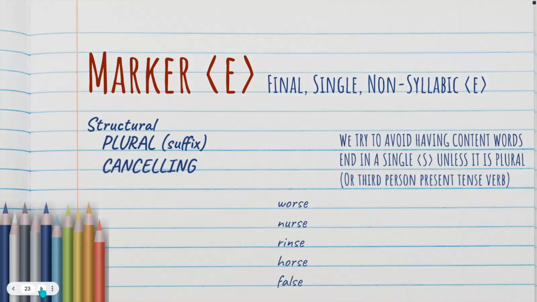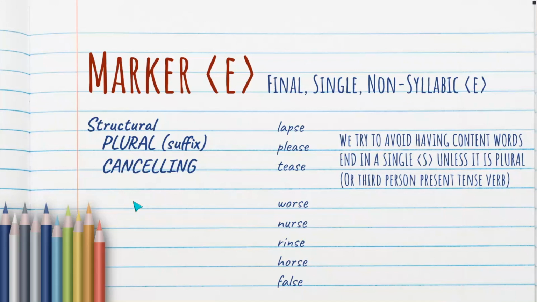It's a great multitasker. Now, the other job of E, and I know I'm going to run out of time, and I apologize if you have to jet, I totally get it. The other job of E related to structural is what I call, or what we call, plural canceling. It's sometimes called suffix canceling, which is a little confusing to me. But basically, we try to avoid having content words end in a single S unless it's plural or a third person present tense verb.